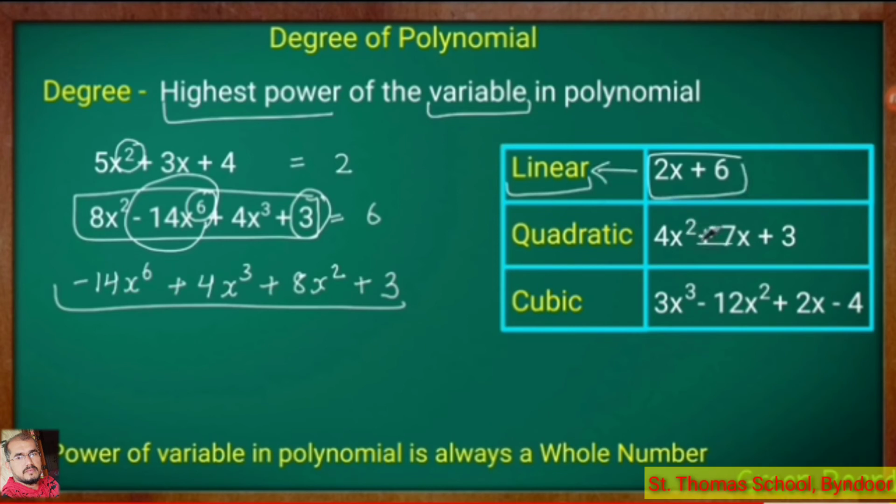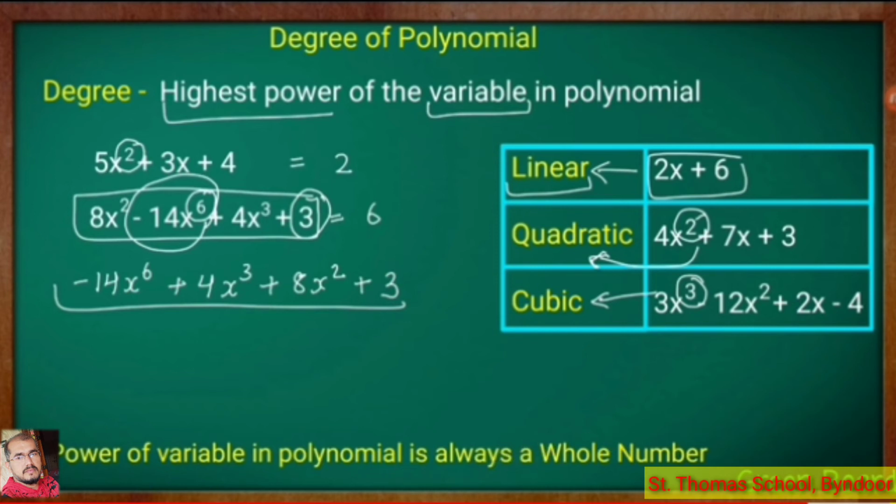Okay, so next is power. See, if the highest degree is 2, as in x square plus 7x plus 3, then it is a quadratic polynomial. Next, the third one: if the power of x is 3, that is why it is a cubic polynomial. So these are the three types.